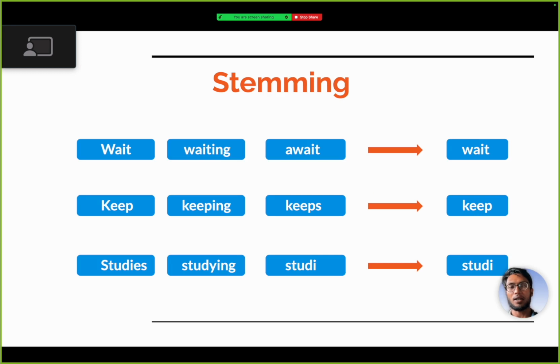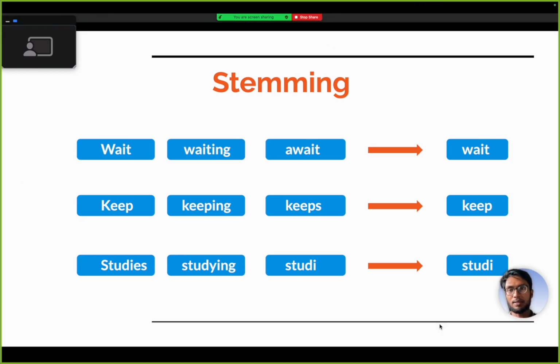Stemming is another part of the process of natural language processing. If we look at the example here, we have three words like wait, waiting, await, and after stemming these three words we're going to have wait. Let me give you two more examples: keep, keeping, and keeps. After stemming these three words we're going to have the word keep. Study, studying, studies. After stemming this we're going to have study.